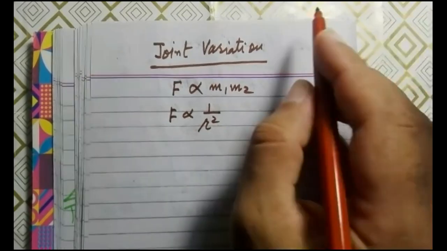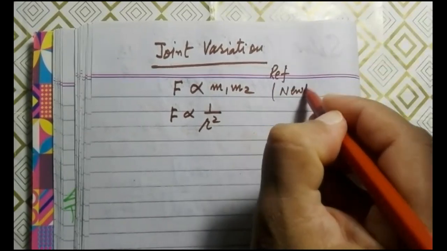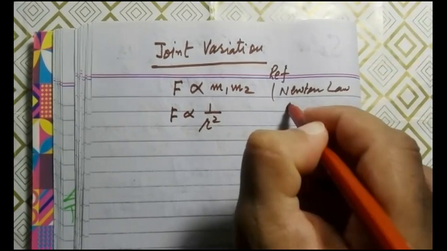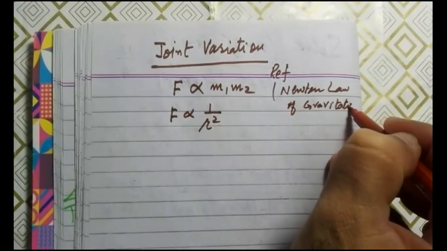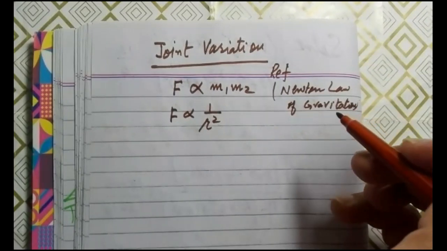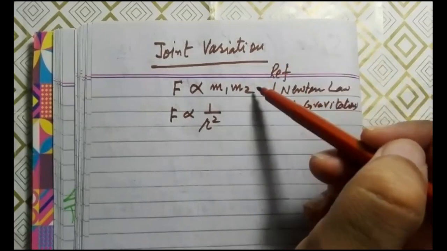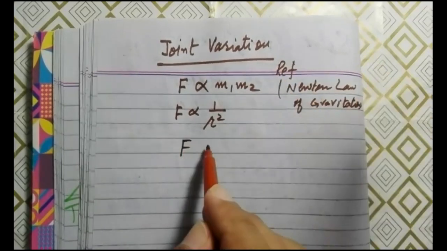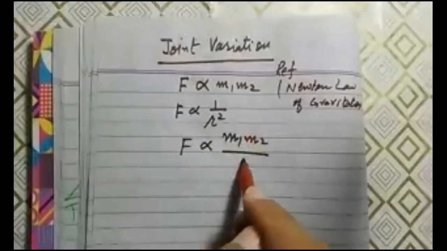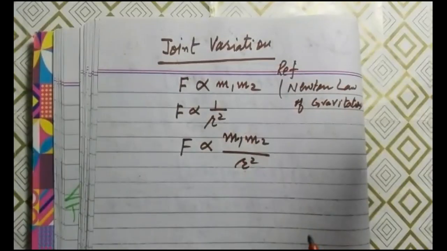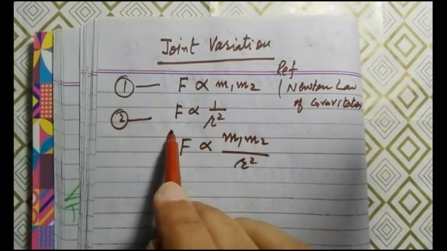I am just giving you the reference. It is already present in the textbook as a reference for Newton's law of gravitation, because it explains very well the concept of joint variation. So joint variation means such a relationship in which variables move either in direct variation or in indirect variation. You can collectively write them together, and you must have learned that you will write it as m1 m2 over r square.